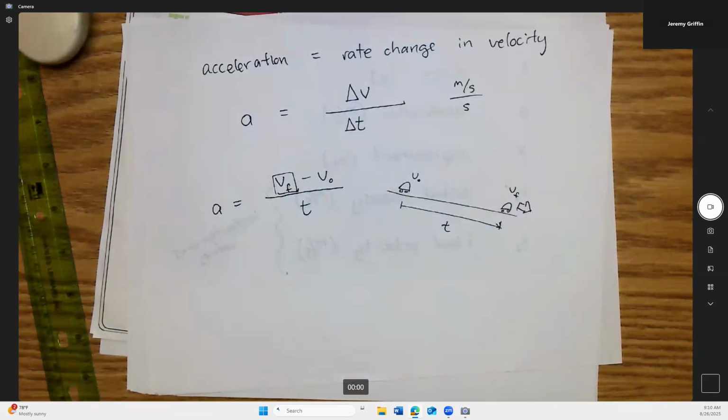Okay, so we're starting from the definition of acceleration. It's a rate change in velocity. Guys, all in terms of letters. There's no numbers. You're doing algebra, all in terms of variables. Yeah.